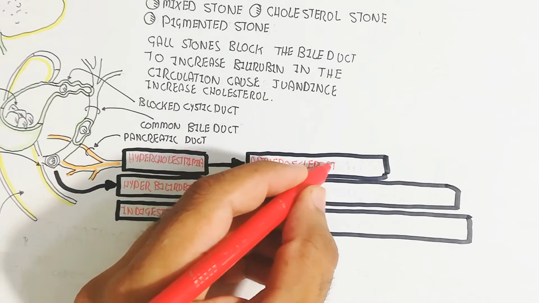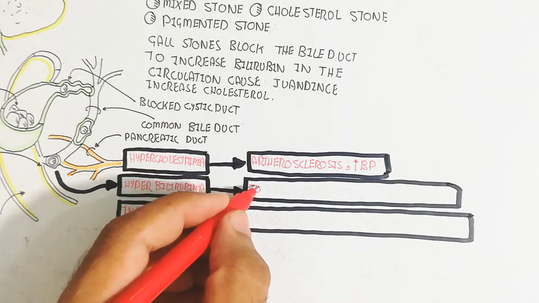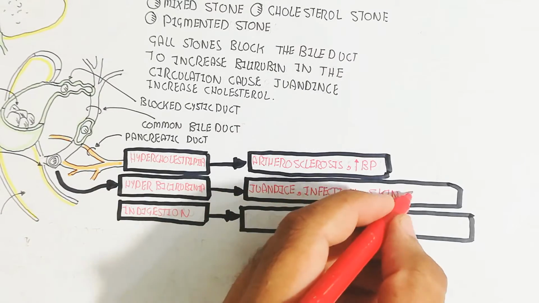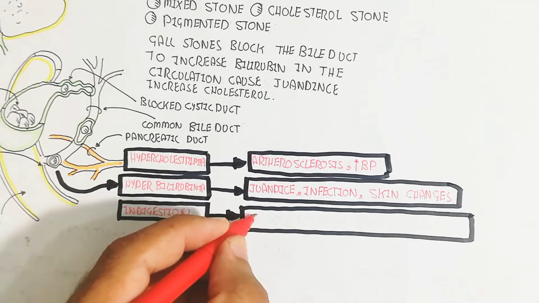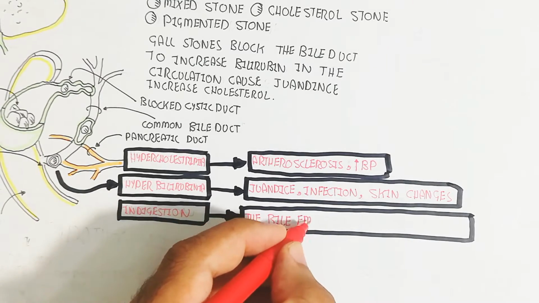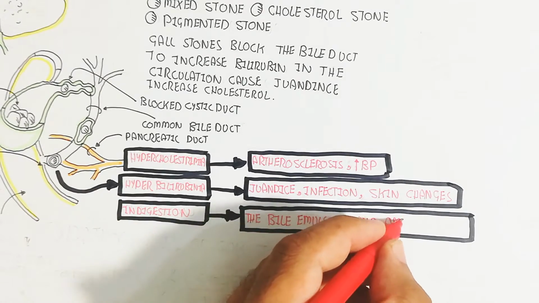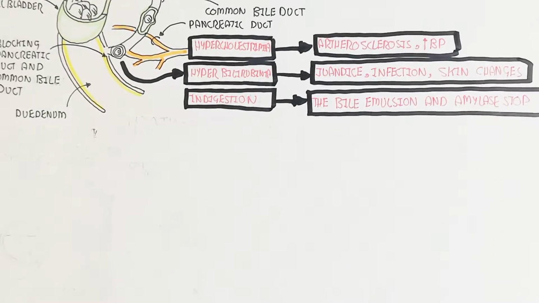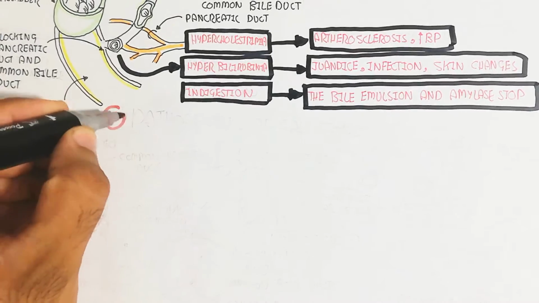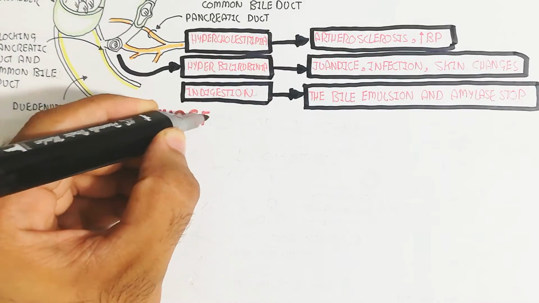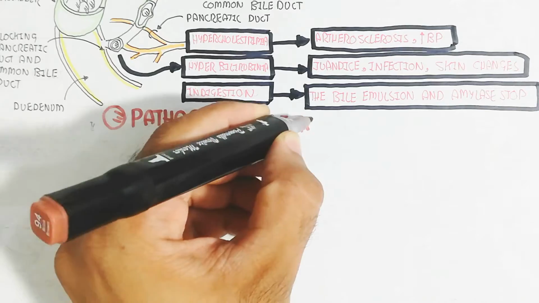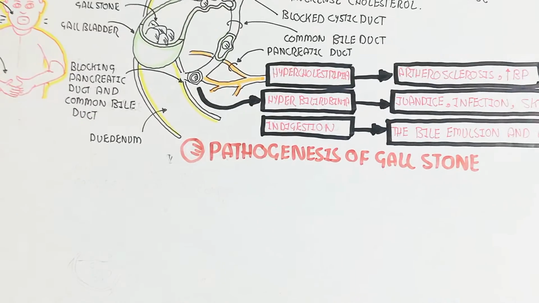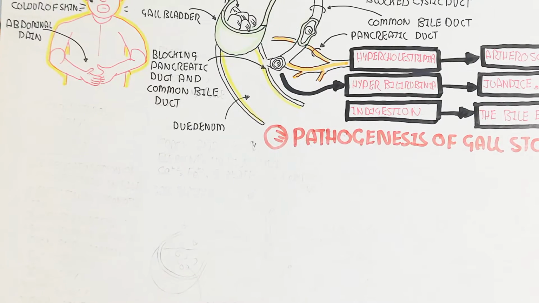So arteriosclerosis and high blood pressure. Why? Because hypercholesterolemia can occur, and jaundice, infection, and skin changes occur due to hyperbilirubinemia, which gives the yellowish color of the skin, and indigestion occurs due to lack of bile emulsion, and the amylase will be stopped from the pancreas. So the exocrine secretions released from the pancreas will be inhibited due to the stone. The stone will block this pathway.